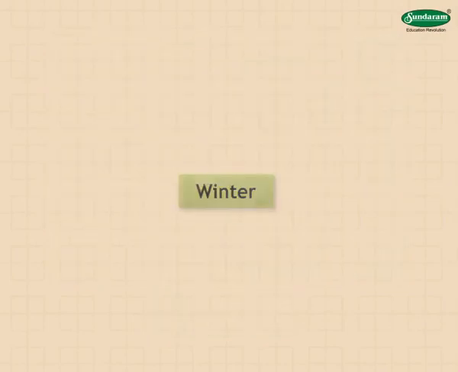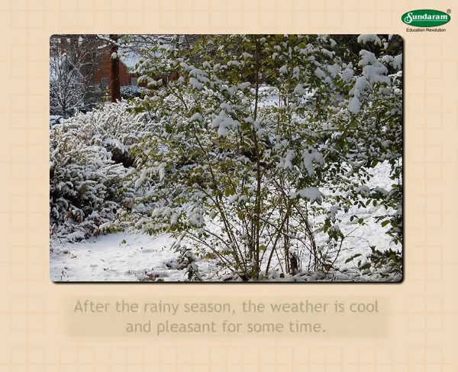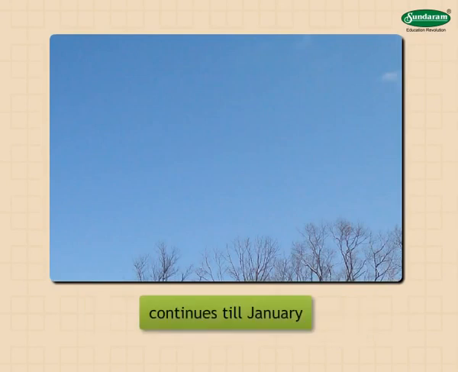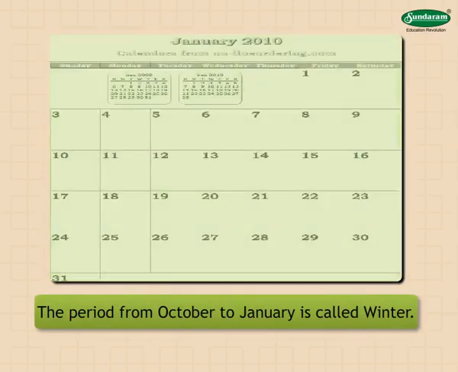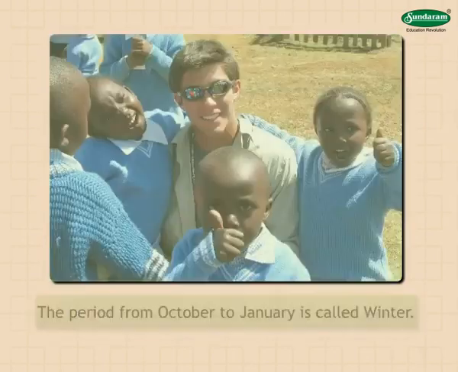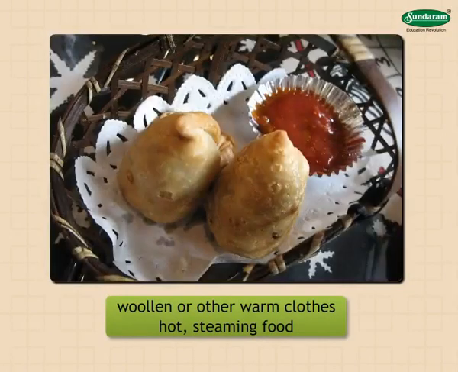Winter. After the rainy season, the weather is cool and pleasant for some time. The temperature is low, the weather is dry, and the skies are clear. This weather continues till January. The period from October to January is called winter. During this season, we wear woolen or other warm clothes and enjoy hot, steaming food.